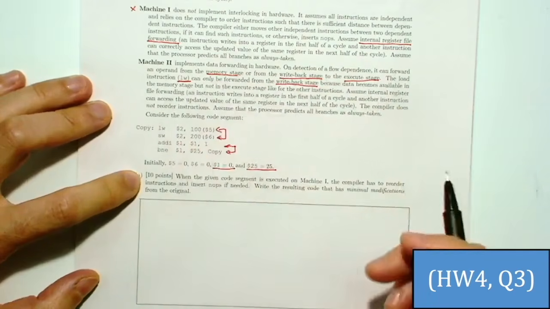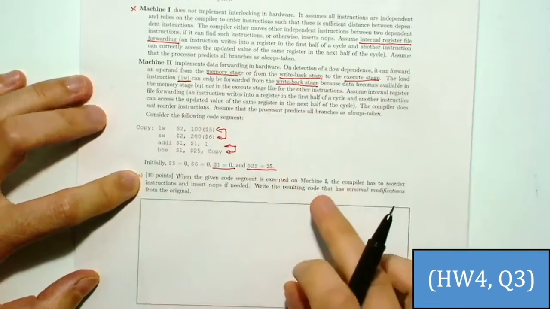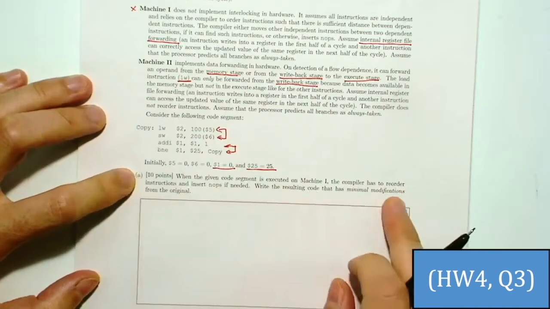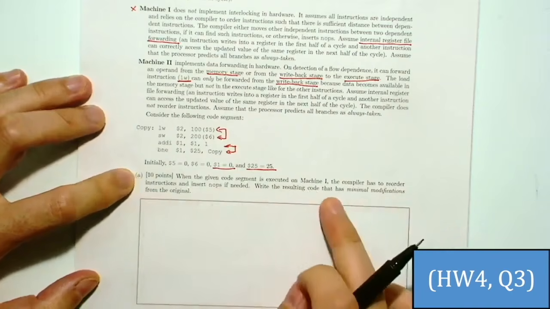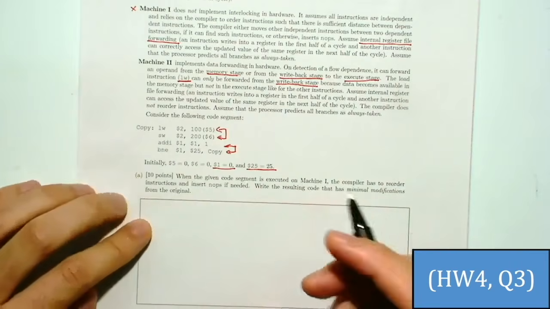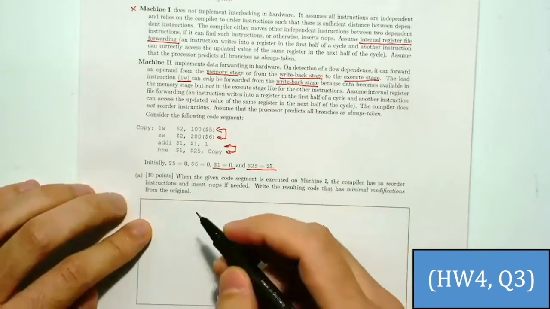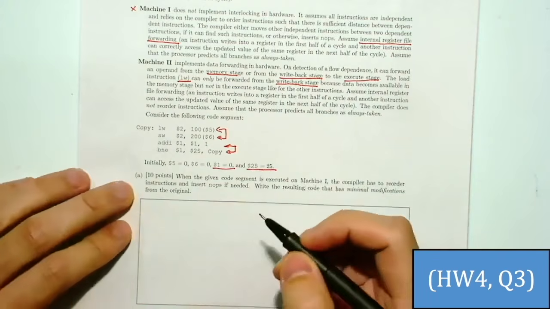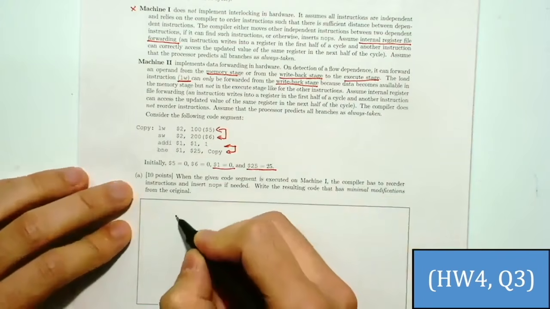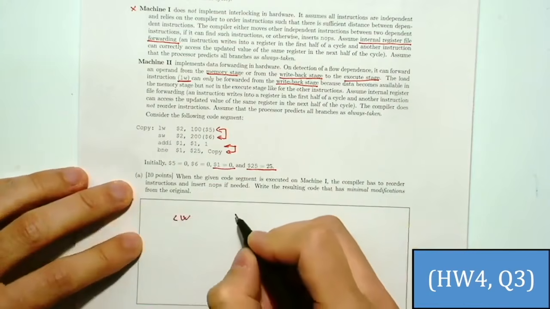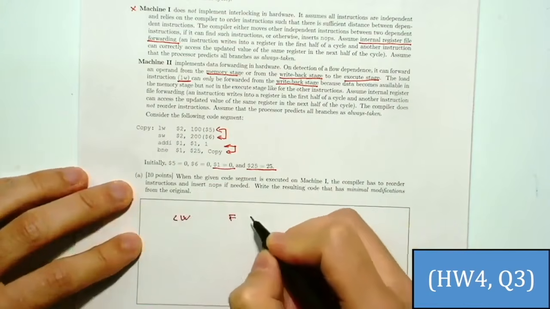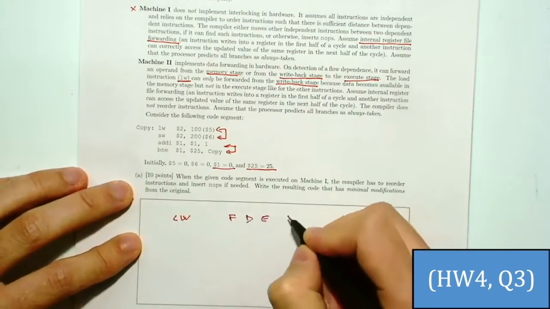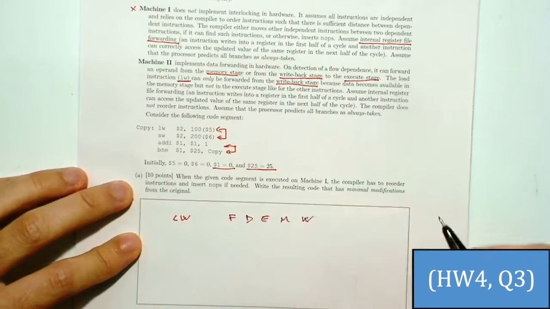When the code is executed on machine 1, the compiler has to reorder instructions and insert nops if needed, with the resulting code having minimal modification from the original. For doing that, I'm going to draw the pipeline stages. I think that it's easier to solve in this way. So if we have this load, we have the fetch, decode, execute, memory, and write back, right?